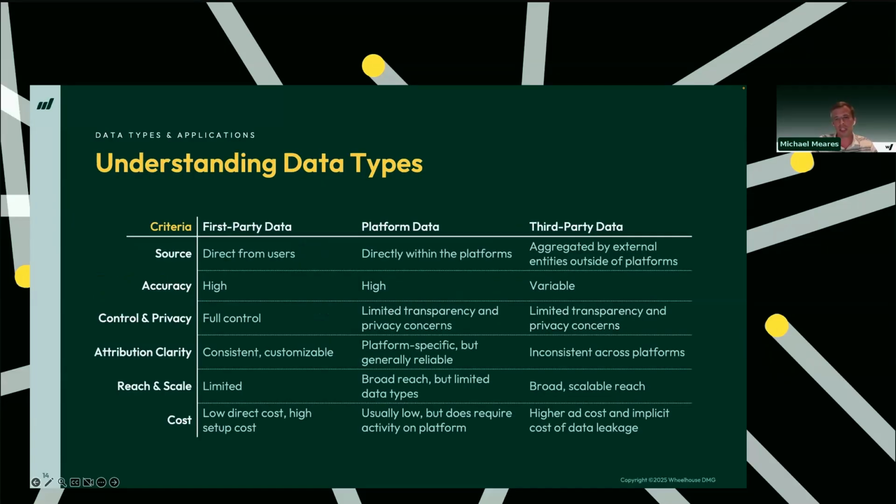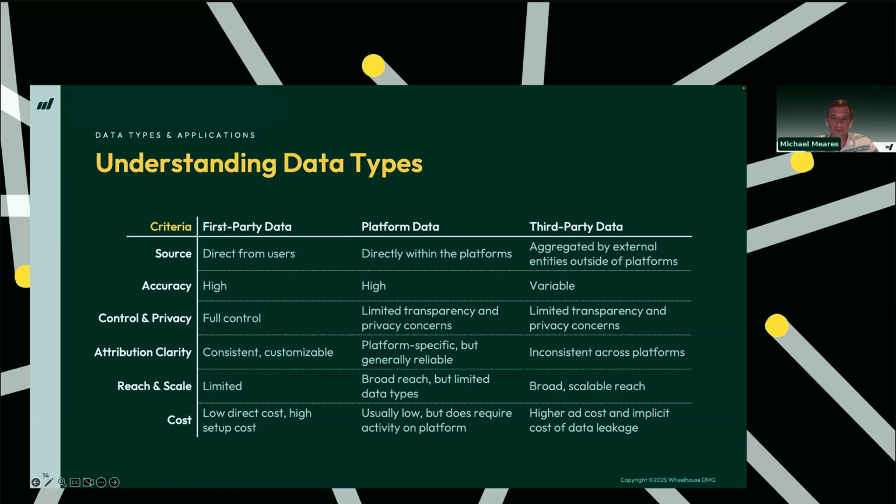So let's go through some key differences between these different data types. I'm just going to go line by line here. The source is in the name: first party, direct from users, you're collecting it yourself; platform data, directly within the platforms; and third party, collected by third party, external entities.